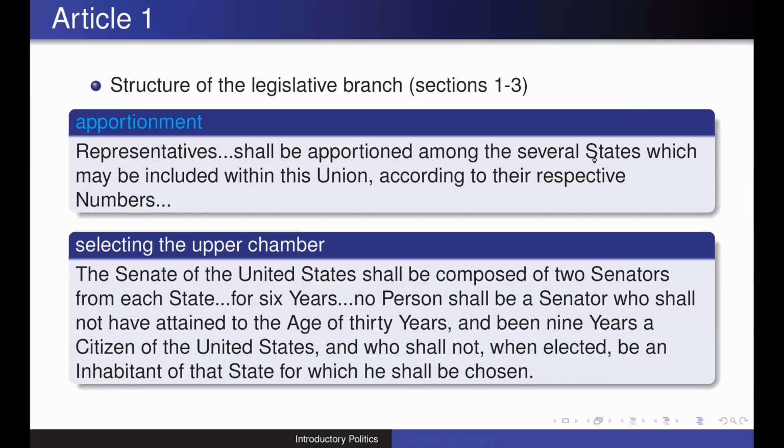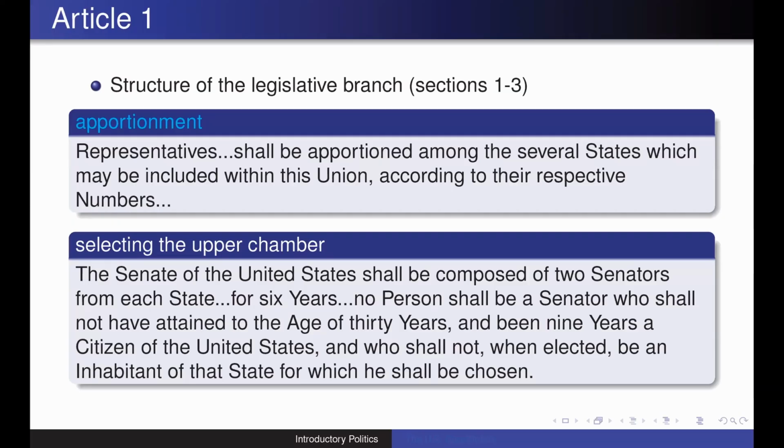When it comes to the upper chamber, what we call an upper chamber is commonly the U.S. Senate. So Section 3 is going to shift away from the House of Representatives to the Senate and talk about essentially the same kinds of things that Section 2 does with the House of Representatives. And so when it comes to the Senate, we're going to see the Senate of the United States shall be composed of 2 senators from each state.